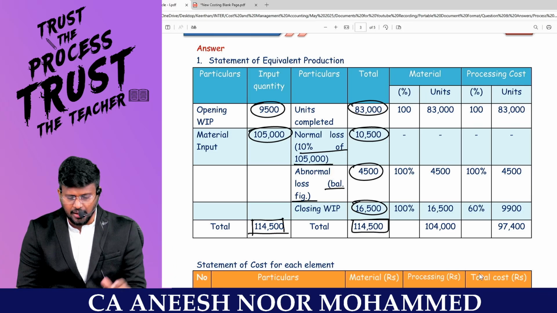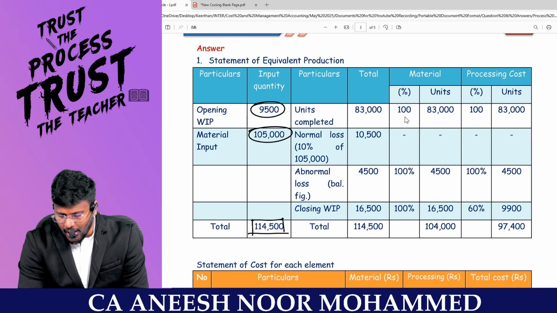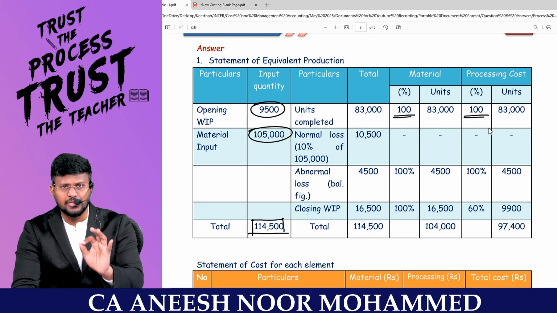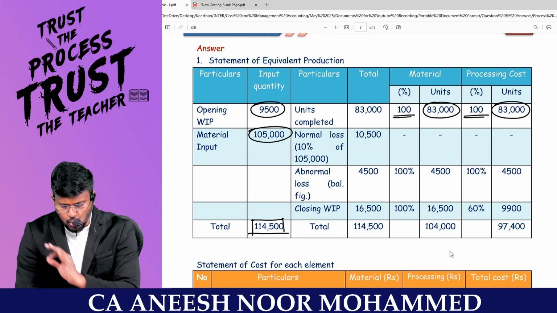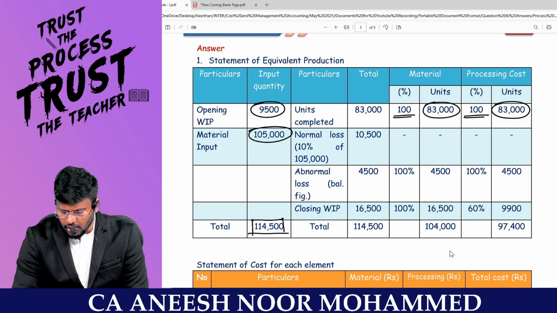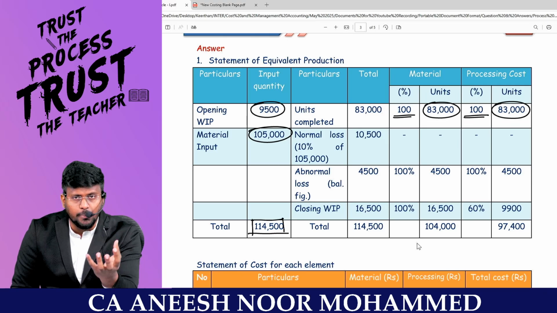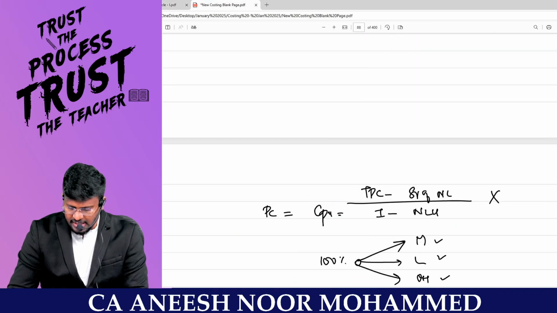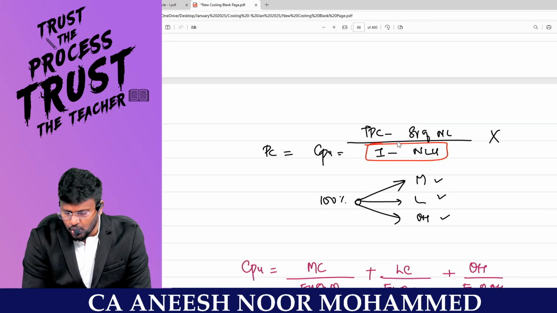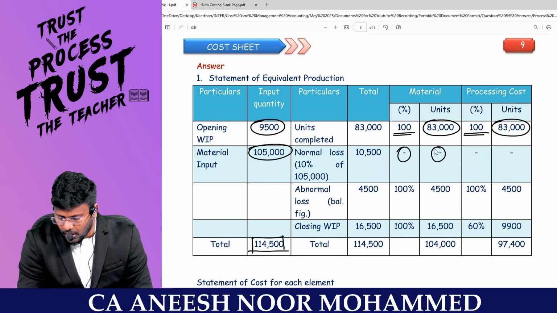Equivalent units: if units are completed, it would have been completed in all aspects, right, sir? So 100% for material and 100% for processing cost. So 83,000 into 100%, 83,000. Again 83,000 into 100 percent comes to 83,000. And normal loss, I will not value the normal loss because the cost of the normal loss should be absorbed by the good units. Because in the main formula, cost per unit is equal to input minus normal loss, I want only the expected output. So I will not value the normal loss.